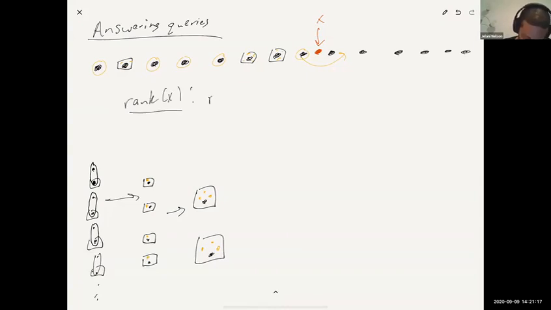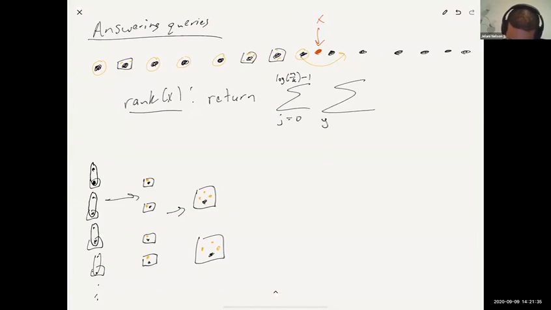rank of X will return the sum over j goes from, let's say, 0 to log of n over k minus 1. This is the number of compactors we have. The sum over y in compactor j such that y is less than or equal to x of 2 to the j. Right? Because this item y represents 2 to the j items. It's a representative of 2 to the j items.